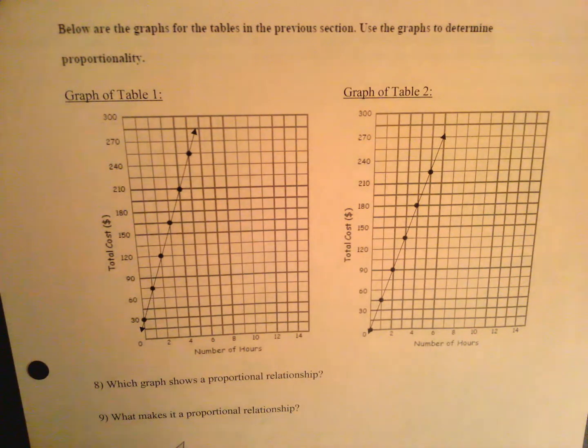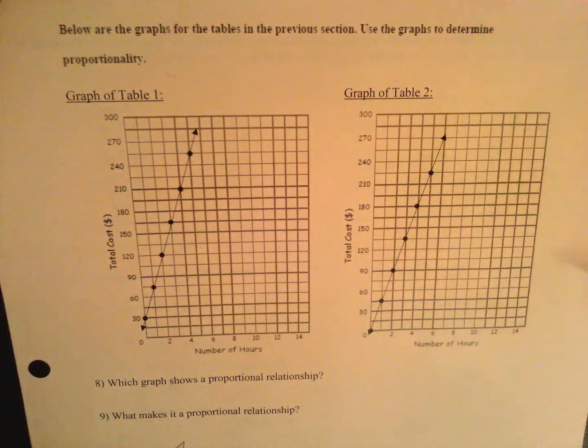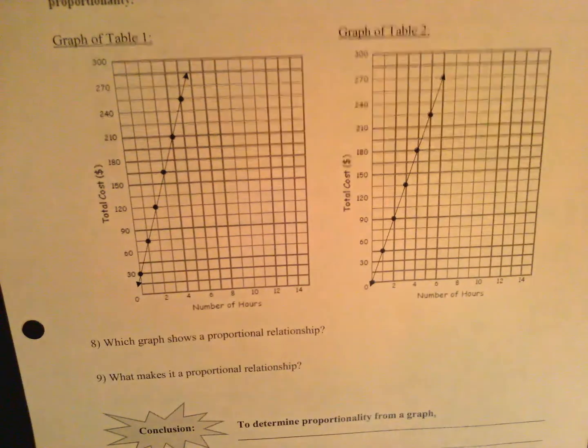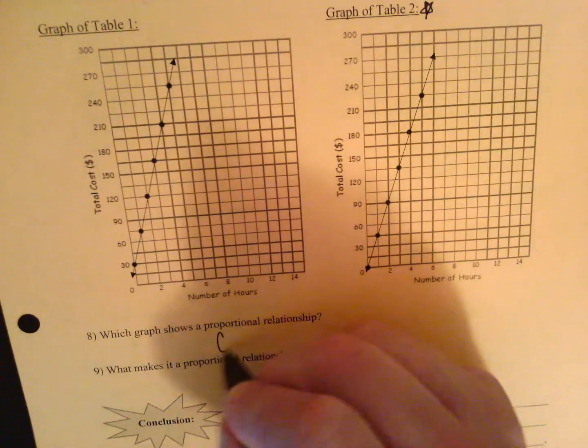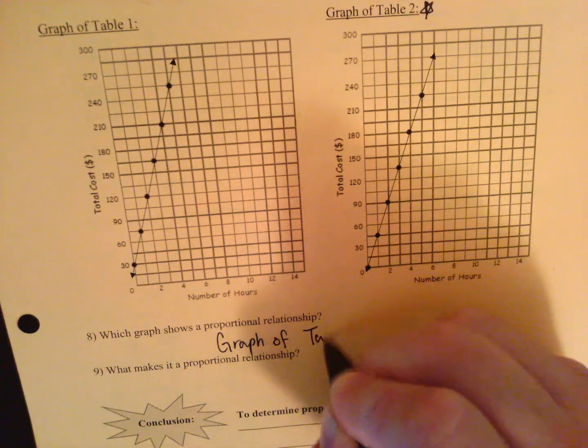Below are our graphs. From the tables in the previous section, use the graphs to determine proportionality. So graph 1 looks like this, graph 2 looks like this. Well, in our tables, proportionality ended up being table 2. So that means that the graph of table 2 has to be my proportional one.